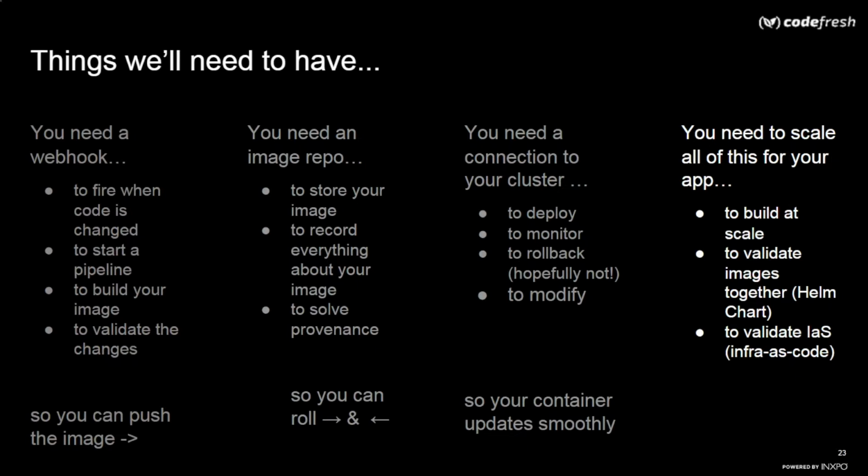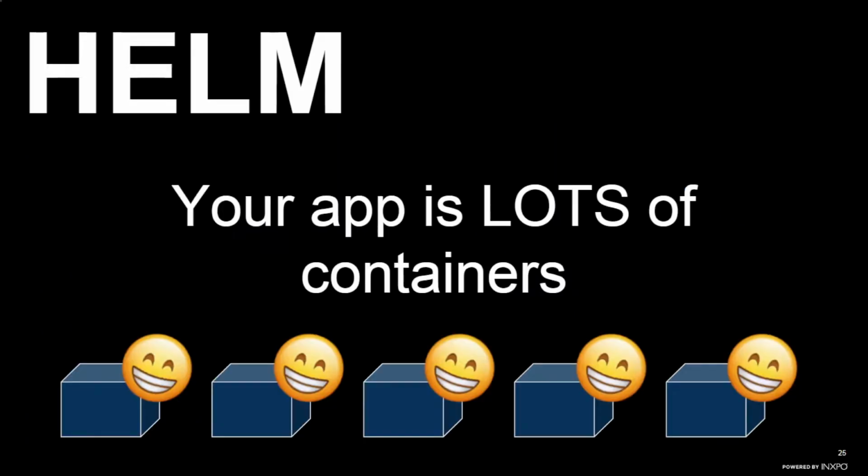And I'm going to introduce the idea of validating images together, which we would call a Helm chart, and I'll explain what Helm is. And all of this is basically to validate our infrastructure as code. So the whole point of doing all of this stuff is so that your team can easily update the application, right? That's the simple goal, and we had to go through all these steps. So what does it mean to validate your images together?